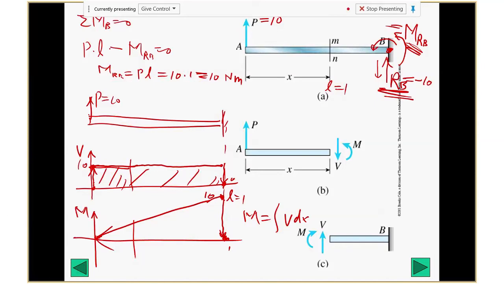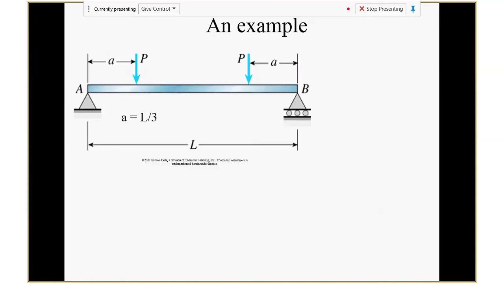So this is the one example we went through last time, so I won't go over it. I'll just move on. We want to go over quite a few examples today. So this is the first example.